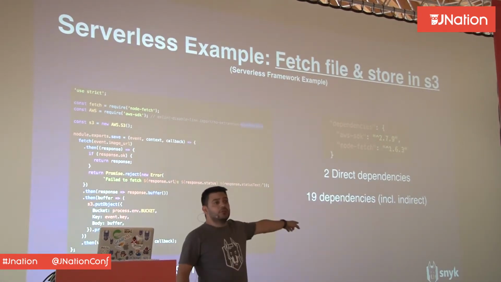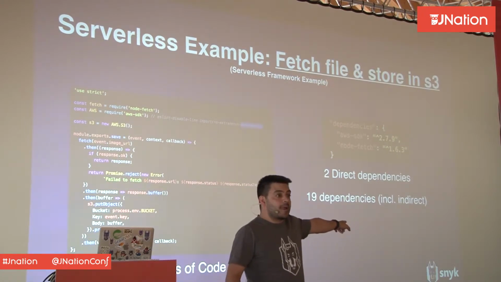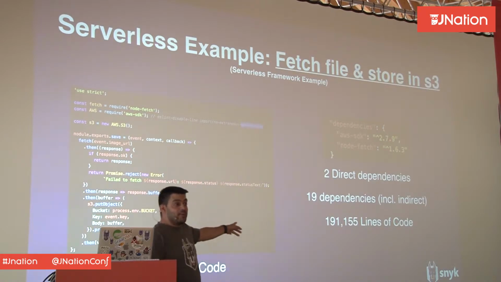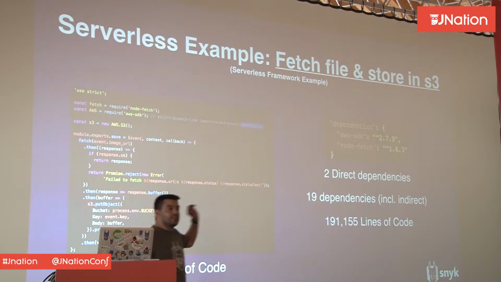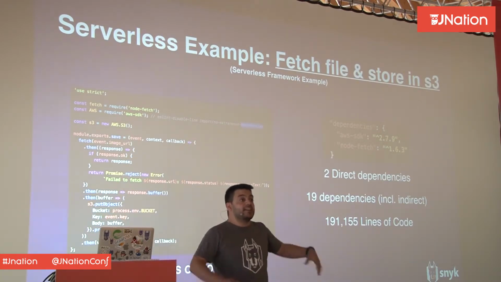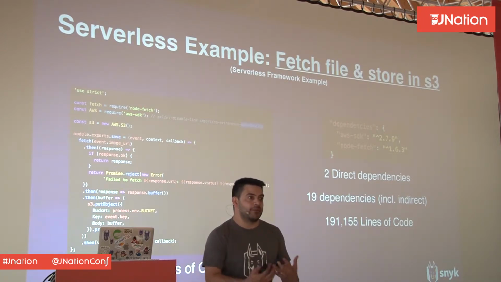How many lines of code do you think exist in my application now that I'm going to deploy? Hundreds? Thousands? Hundreds of thousands? Almost 200,000 lines of code. Okay? Now, my tiny little app has 19 lines of code, but we're actually deploying 200,000 lines of code. This should give us the idea of scale of what we're actually delivering into our production environments.